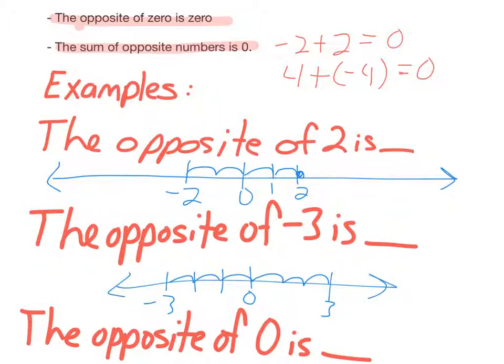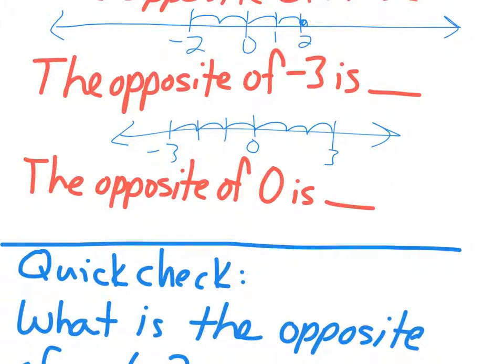All right. The opposite of 0, I think I've told you before, the opposite of 0 is 0. Because 0 is no spaces from 0 on the number line. So you have to go no spaces on the other side of 0, which is still 0. Confusing, huh?